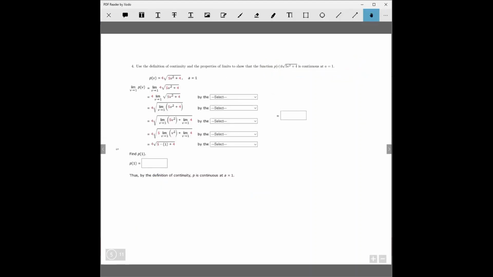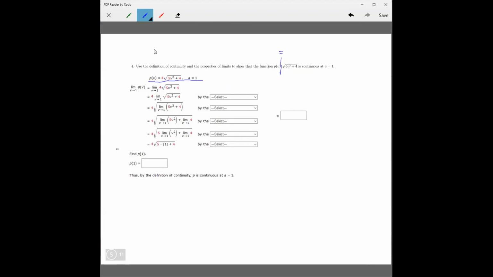Okay, let's go to number 4. Use the definition of continuity and the properties of limits to show that, oh dang. Huh, I'm starting to do typos here. Okay, so this should be an equal sign. So this is what we're looking at right here. This function is continuous at a equals 1.